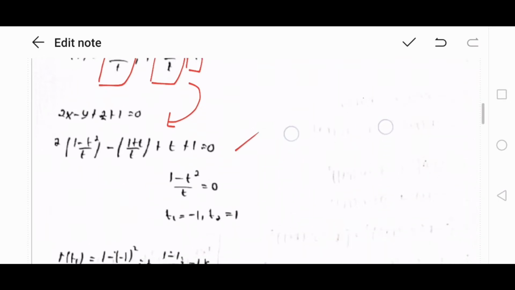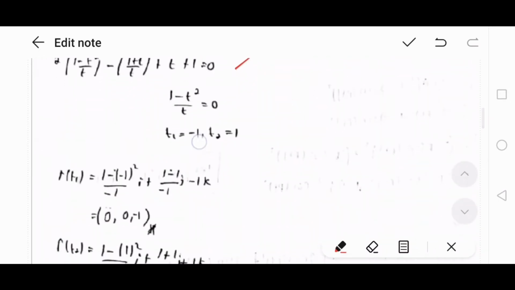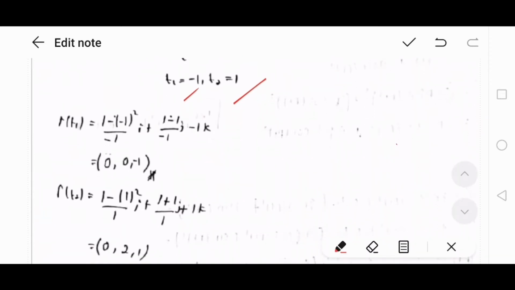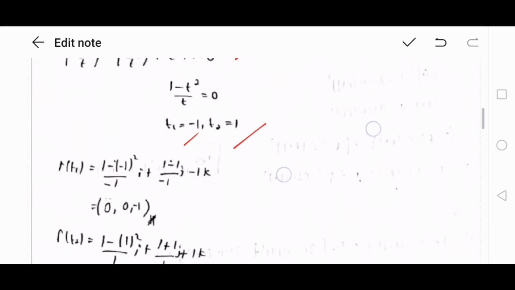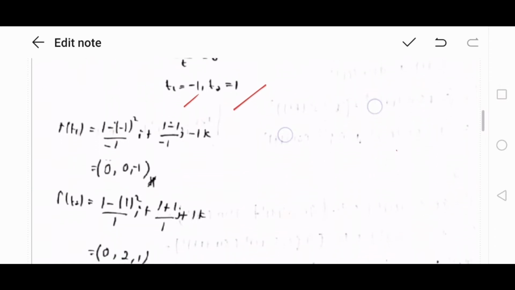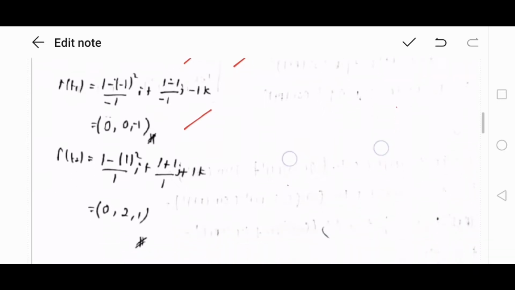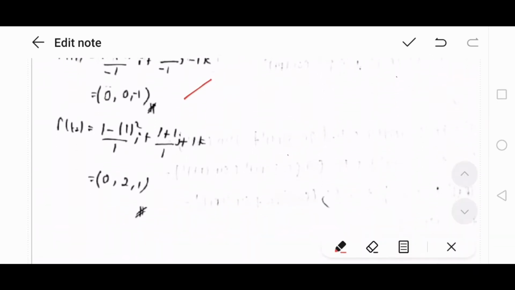Then from that we can get t1 and t2, which is t1 equal to -1 and t2 equal to 1. Then after we get t1 and t2, we substitute them back into the r(t) function. So for r(t1), we get the intersection point is (0, 0, -1). For r(t2), we get (0, 2, 1).